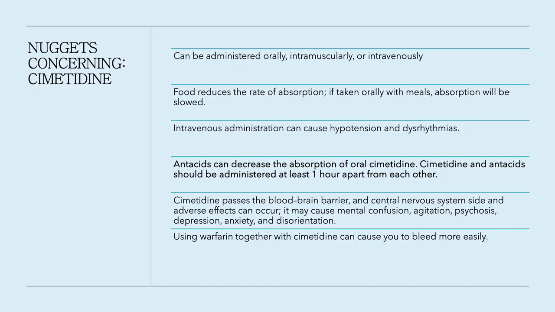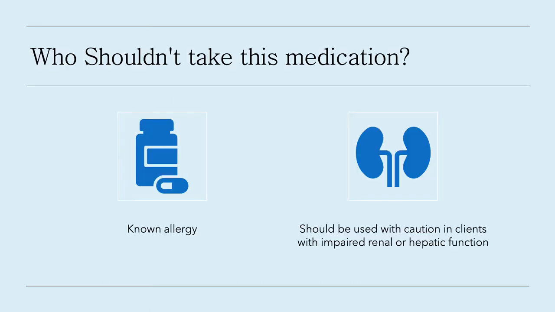So going back up, cimetidine passes the blood-brain barrier and the nervous system. So side effects and adverse effects can happen. That's from the central nervous side. So it may cause mental confusion, agitation, psychosis, depression, anxiety, and disorientation. All right. So this one is all for cimetidine, not for the H2 blockers in general, but just for this one medication. Who shouldn't take this medication?